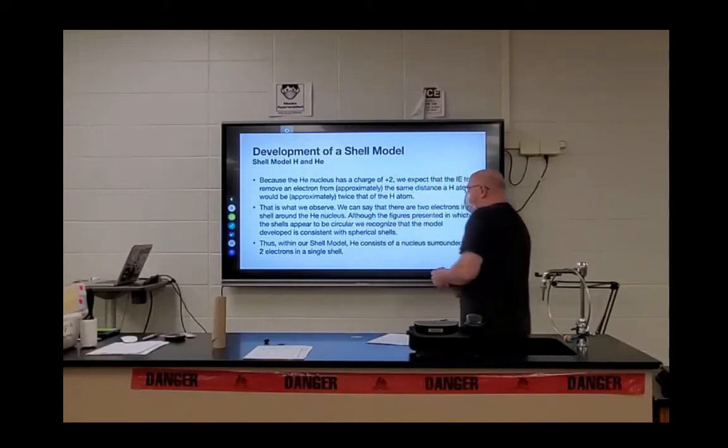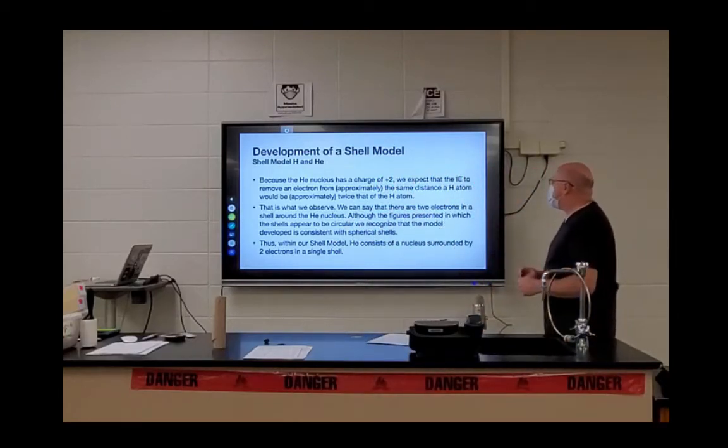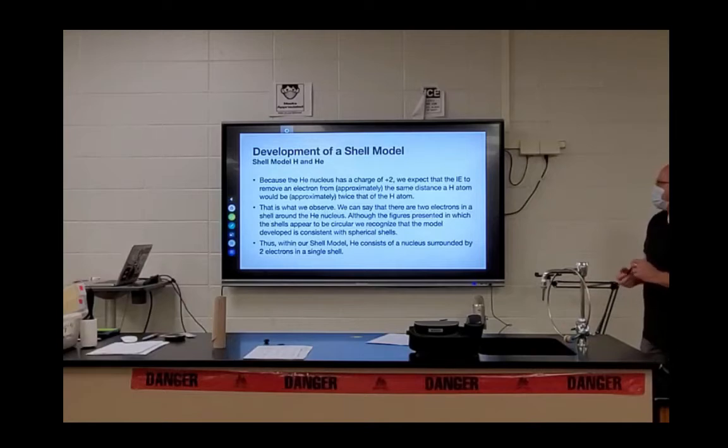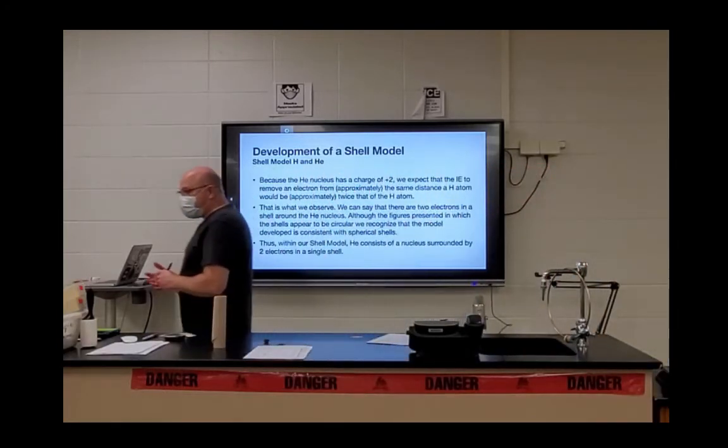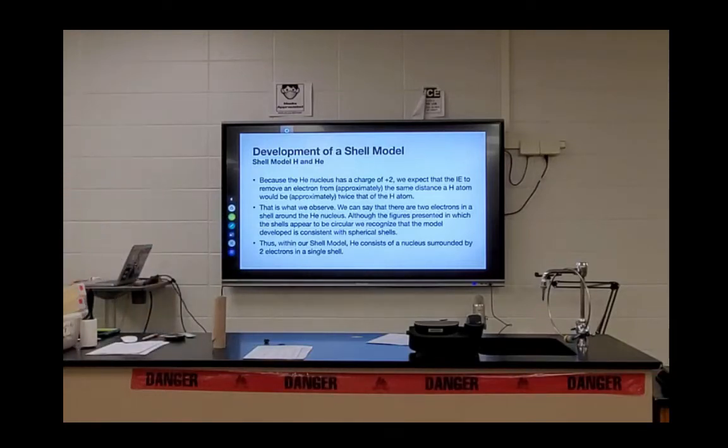All these statements kind of summarize what we've talked about. Because the helium nucleus has a charge of 2+, we expect that the ionization energy to remove an electron approximately the same distance would be approximately twice hydrogen. And that's what we see. There is a slight difference, and we have taken into account that repulsions are going to make that lower than what we would expect. Okay? So, last statement there. Within our shell model, helium consists of a nucleus surrounded by 2 electrons in a single shell.